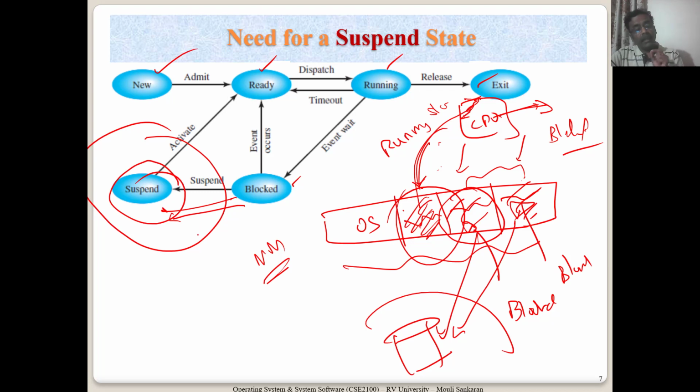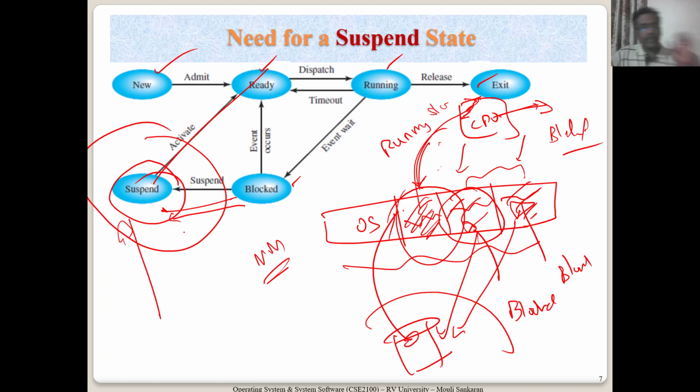Because why? If it is in suspend state, I cannot immediately make it running, or even make it ready immediately, because I need to make sure that the image, whatever is there in the hard disk, needs to be brought into the main memory before making it ready. So I need a stopgap state where I can keep it.